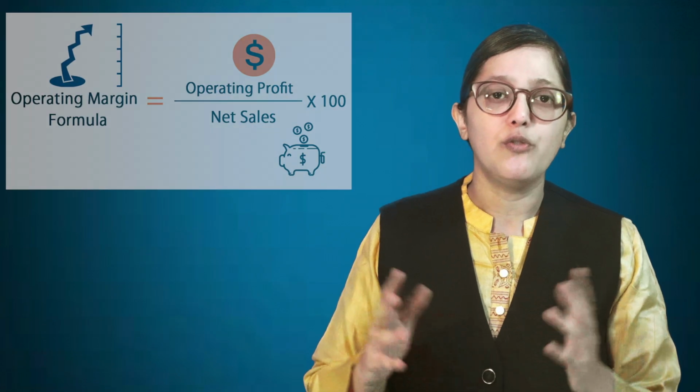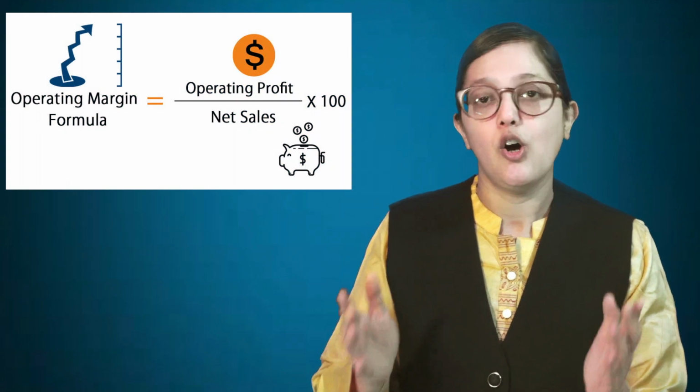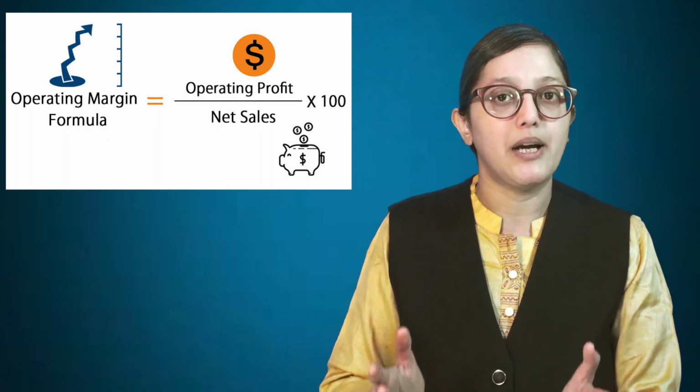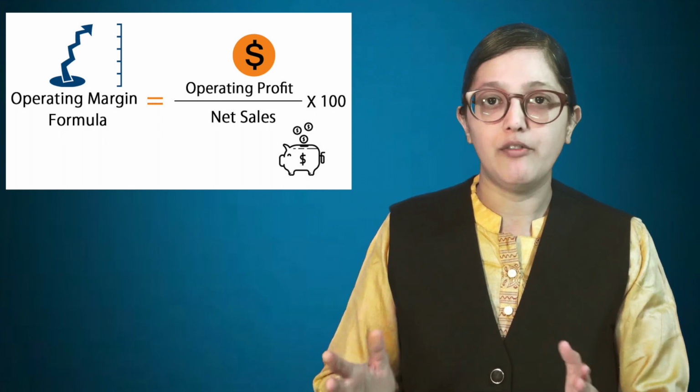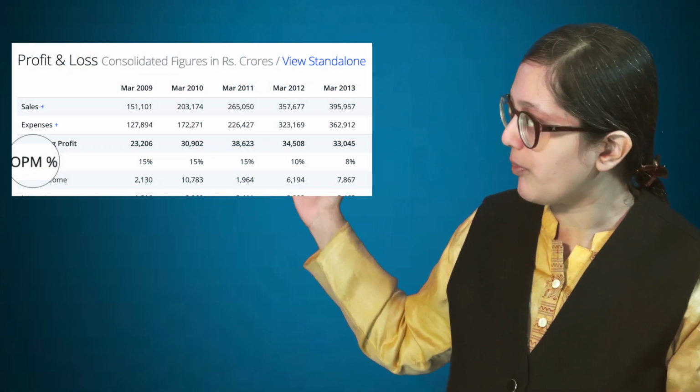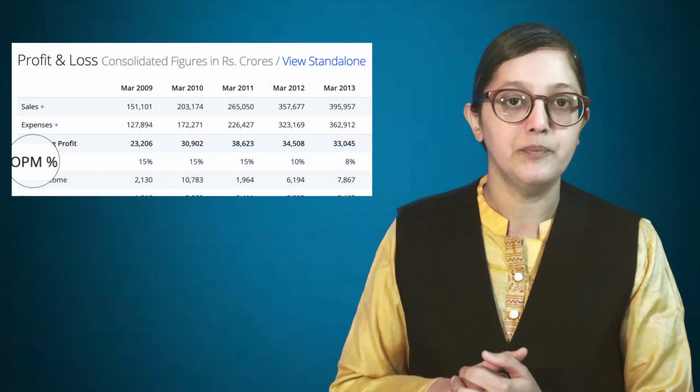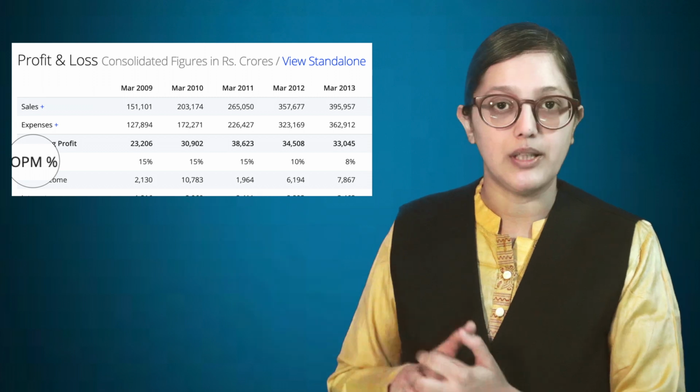This is operating profit margin. The formula for operating profit margin is operating profit divided by the total revenue. You don't have to do this math because all the figures of operating profit margins are available. They're available on Screener and even otherwise they're available.